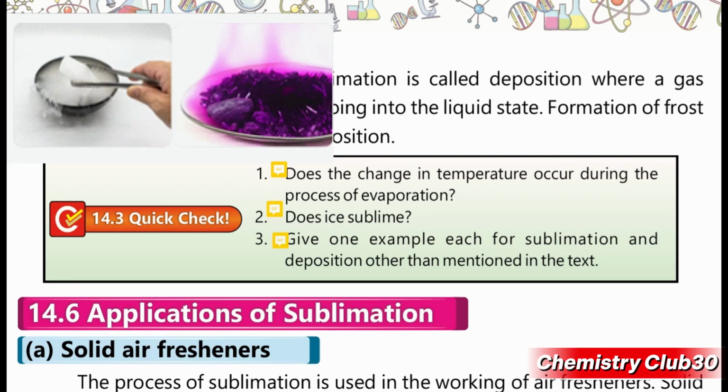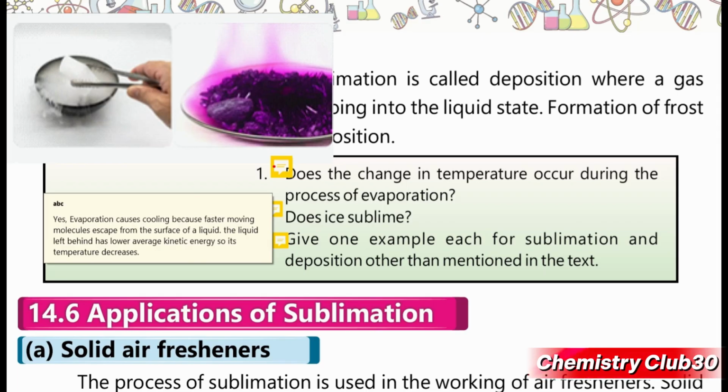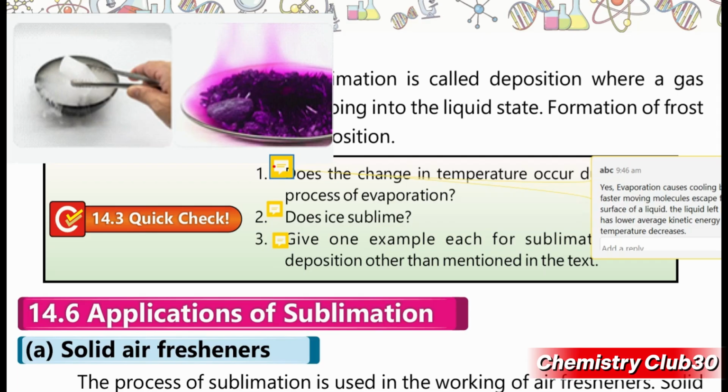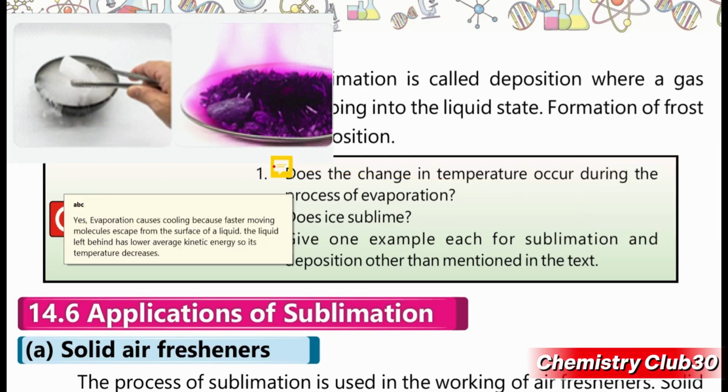Now we will study quick check questions. Question number 1. Does the change in temperature occur during the process of evaporation? And answer is yes. Evaporation causes cooling because faster moving molecules escape from the surface of liquid. The liquid left behind has lower kinetic energy, so its temperature decreases.